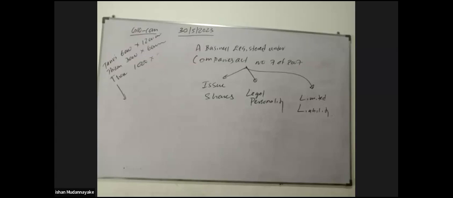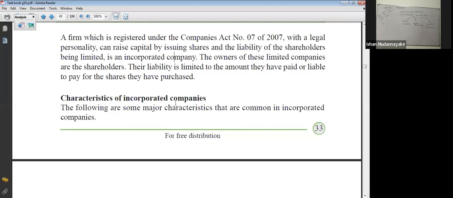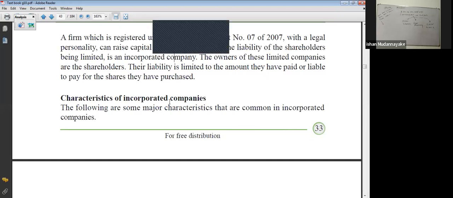Then quickly we will look at the characteristics of an incorporated company, and we'll discuss them quickly. Then we will take some time to discuss the remaining questions in chapter 2. In work pack 2, we need to discuss some questions. At first, we'll discuss the characteristics and other things, then we will move into the paper.